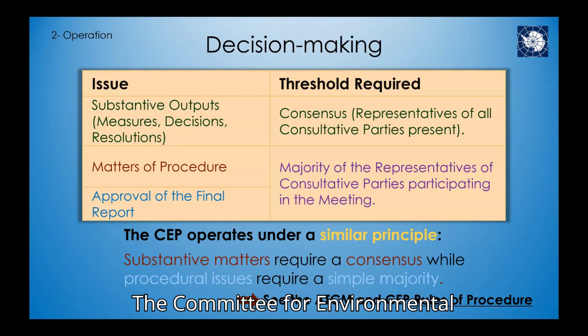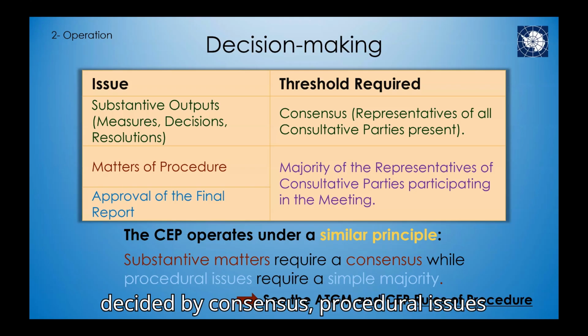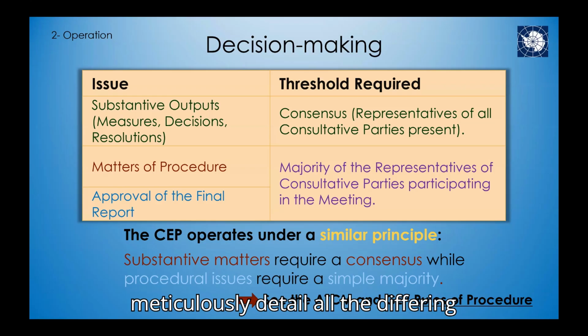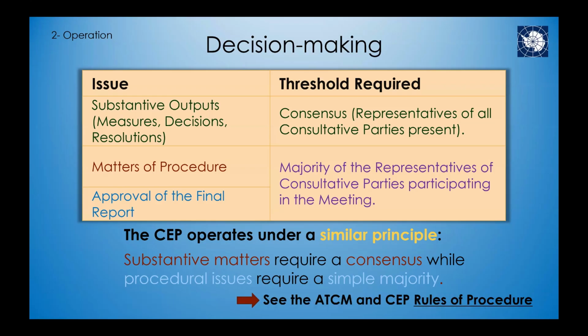The Committee for Environmental Protection operates under a similar principle. Substantive matters must be decided by consensus, procedural issues require a simple majority, and if consensus cannot be achieved on a specific matter, its report must meticulously detail all the differing views advanced by the members on that issue.